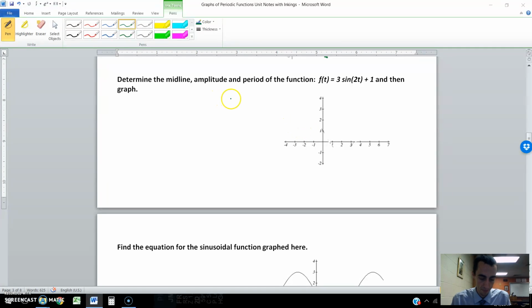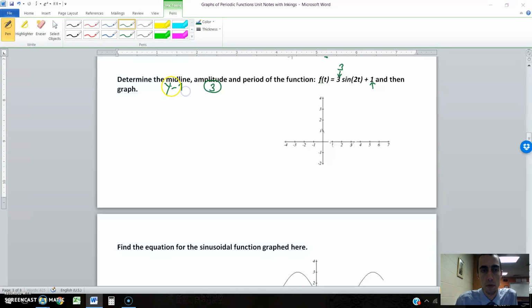Let's go down to the next one. So we need to determine the midline, amplitude, and period of the function shown here. We see that our a is 3, so we take the absolute value of that, and that is our amplitude. Our midline is y equals 1. And the period of the function is found by doing 2 pi over b, so that's 2 pi over 2. And so the period for our function is pi.